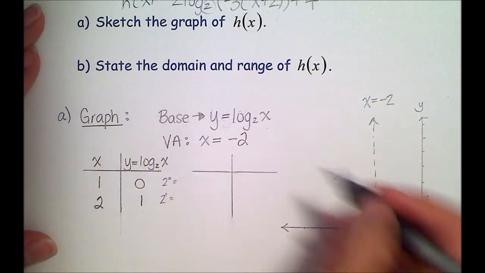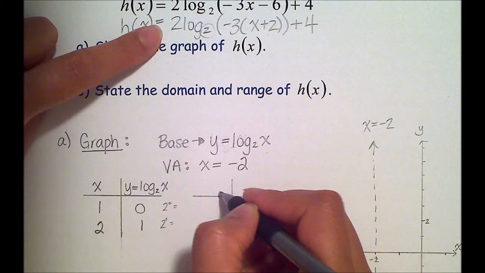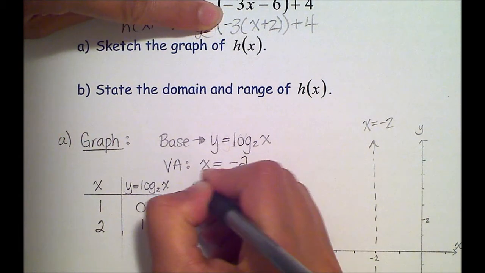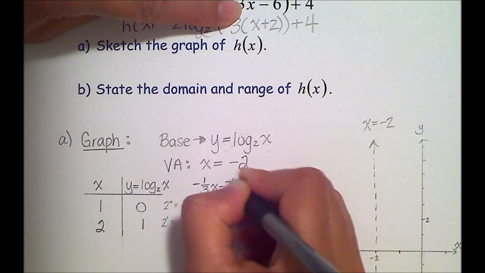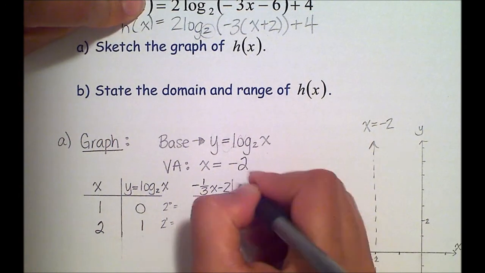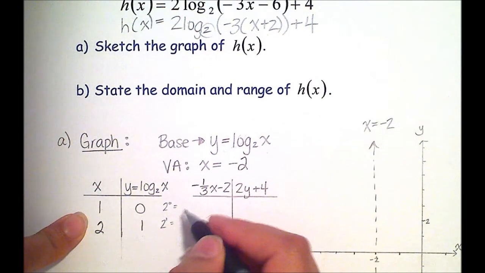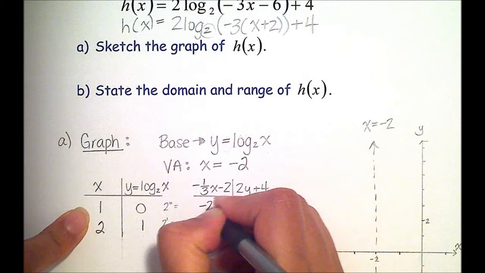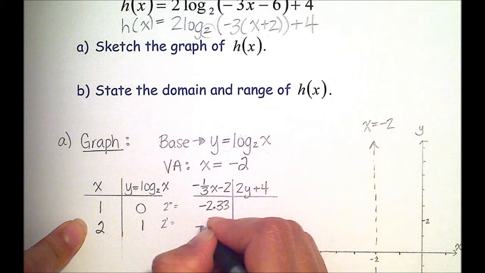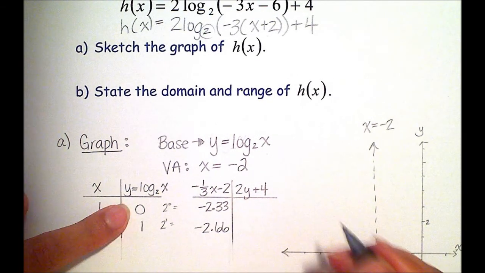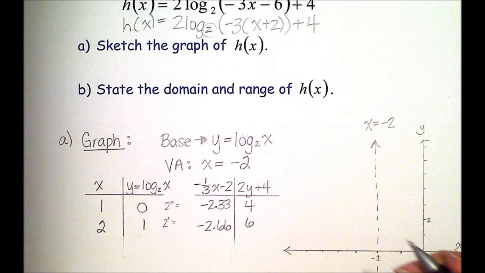Okay, using the transformations from the function above, I can actually figure out the mapping formula for x and y. So I have reflection in the y-axis, compression by a factor of 3, and then a shift to the left 2 units. Vertically, I have a stretch by a factor of 2, and then a shift up 4 units. So if I plug in my x coordinates into the mapping formula, I can figure out my new transformed points. So I have a point at negative 2.33 roughly, and at negative 2.66 roughly. And then for my y coordinates, 2 times 0 is 0, plus 4 is 4, 2 times 1 is 2, plus 6 is 6. And so now I'll plot those points.